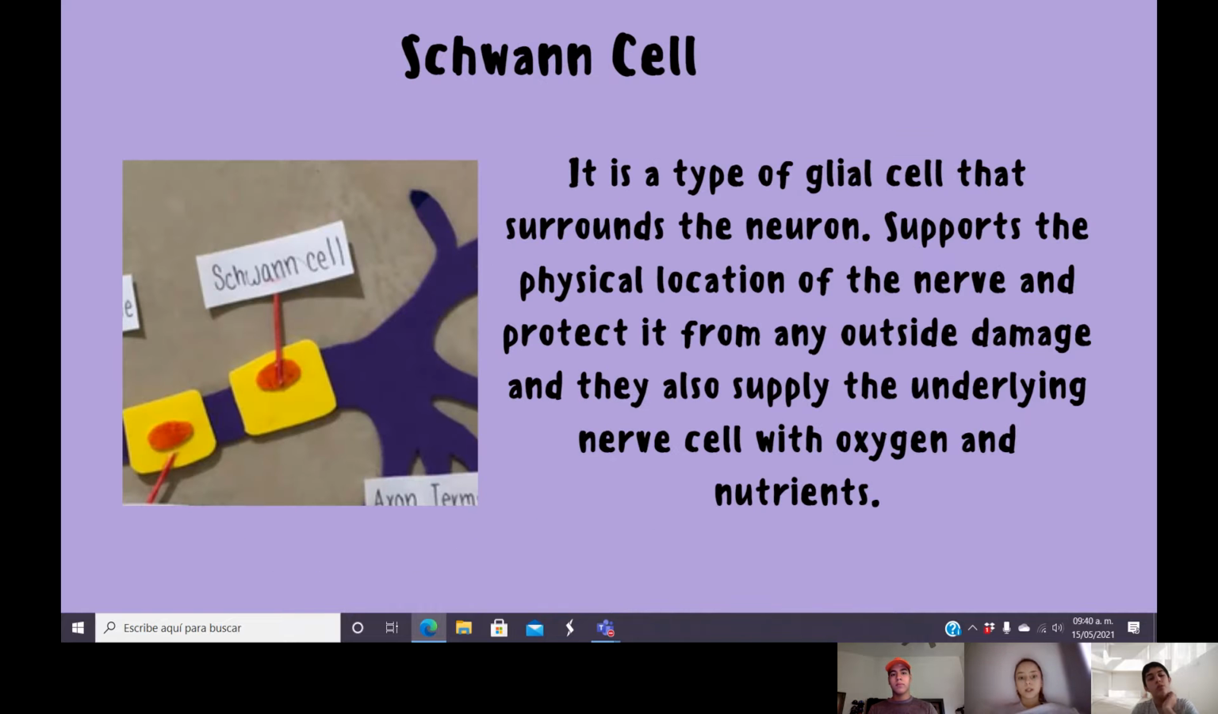Then we have the Schwann cell. It is a type of glial cell that surrounds the neuron. It supports the physical location of the nerve and protects it from any outside damage. And they also supply the underlying nerve cell with oxygen and nutrients.